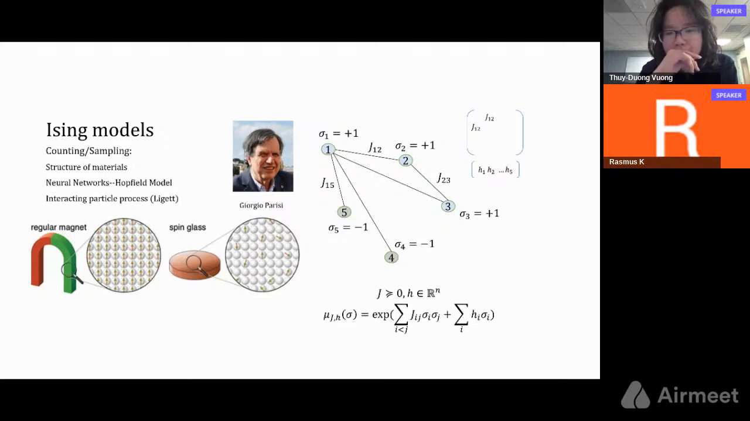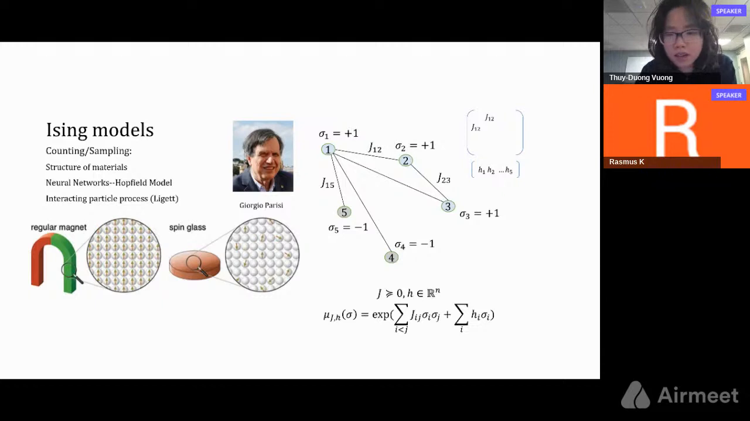The distribution is characterized by an interaction matrix J and an external field h. The density function mu evaluated on a particular configuration sigma is defined by the exponential of the Hamiltonian, where the Hamiltonian is one half of sigma times J times sigma transpose, exactly this expression, plus the dot product of sigma and h.